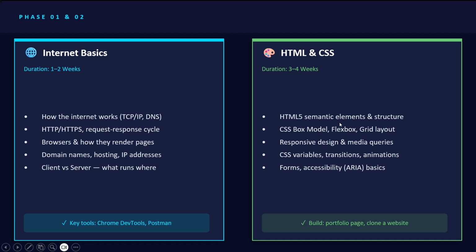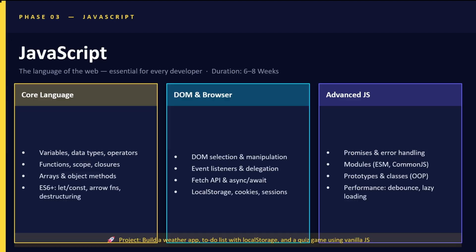And HTML, CSS. What is meant by HTML? It is used for developing websites. So HTML syntax, elements, the CSS box model, responsive design, media queries, CSS variables, transitions, animations, and forms. These are the basic things you should learn in HTML and CSS. Build a portfolio page and clone a website, guys.